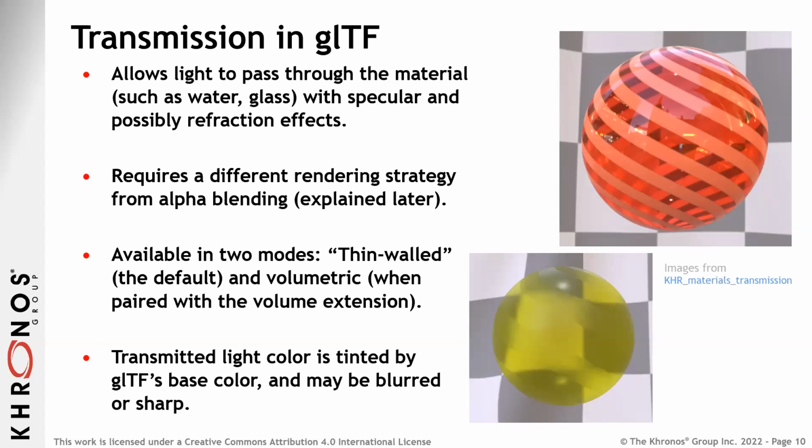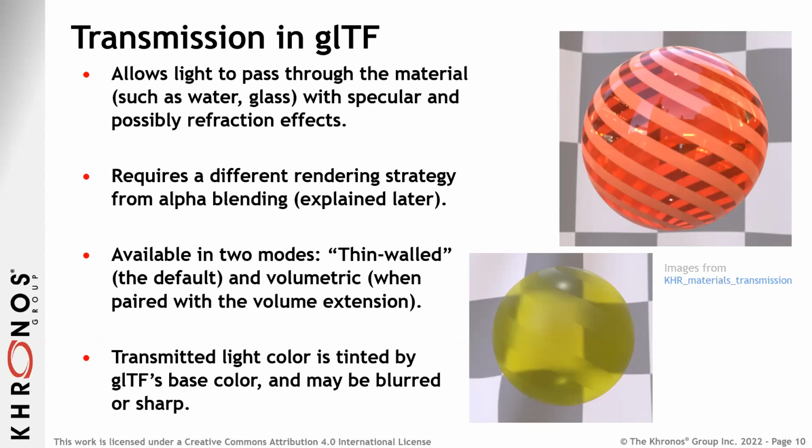And the light that passes through still is subject to the material being there. It can still have a Fresnel effect around the edge. It can still have specular reflections on it. It lets you know that there's glass or water or some sort of material there. It requires a very different rendering strategy than what we use for alpha blending. And Alex is going to explain that in a little more detail in the next section.